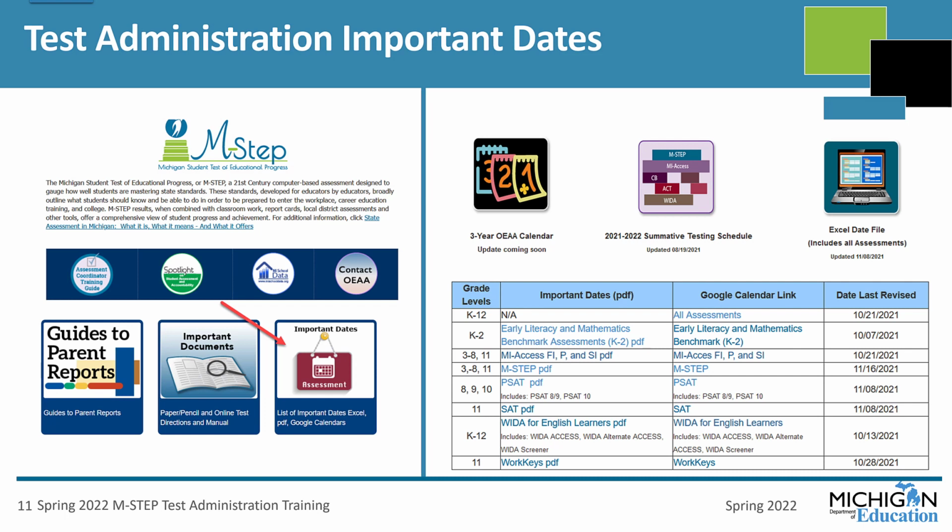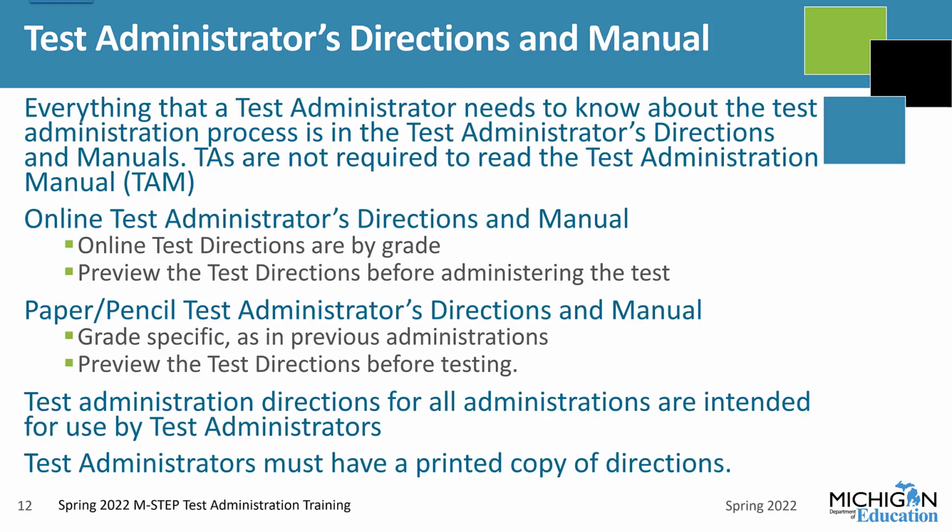These are all available from the MSTEP webpage at www.michigan.gov/MSTEP. Select the button at the top of the page shown here by the red arrow. The test administrator's directions and manuals combine everything a test administrator needs to know from the test administration manual with the test directions that are used during the administration.